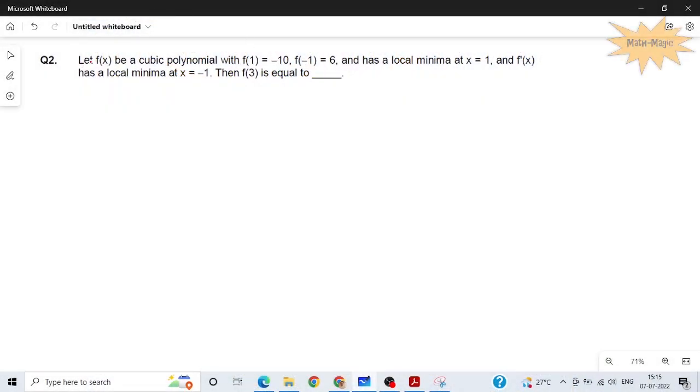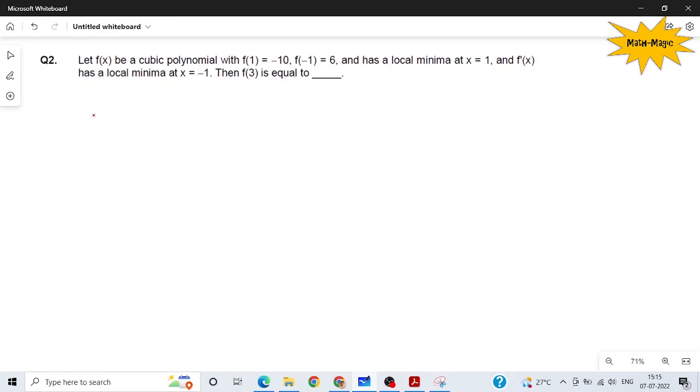Let's solve this problem. Let f of x be a cubic polynomial with f of 1 is minus 10, f of minus 1 is 6, and has a local minima. So f has a local minima at x equals 1, and f dash of x has a local minima at x equals minus 1. Then f of 3 is equal to, so we have to find the function value at 3.